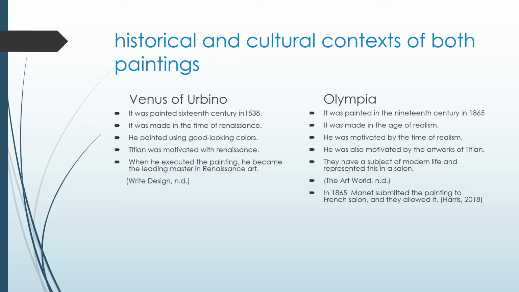In 1865, Manet submitted the painting of Olympia to the French Salon, and they allowed it. They allowed it without even checking whether the subject matter was good or not, because they feared refusing his painting again, since two years earlier they had rejected a painting of his. They thought it might be seen as a personal attack on Manet himself, so they decided to allow his painting. And I think that is the historical and cultural context of both paintings, Venus of Urbino and Olympia.